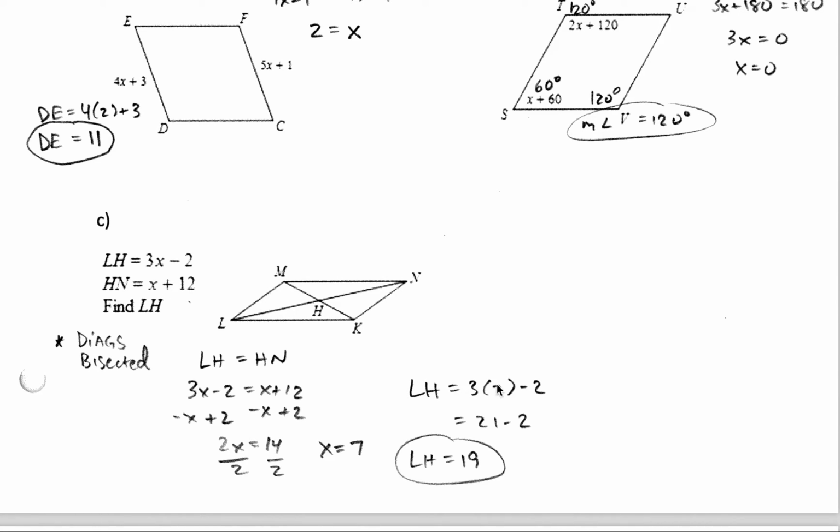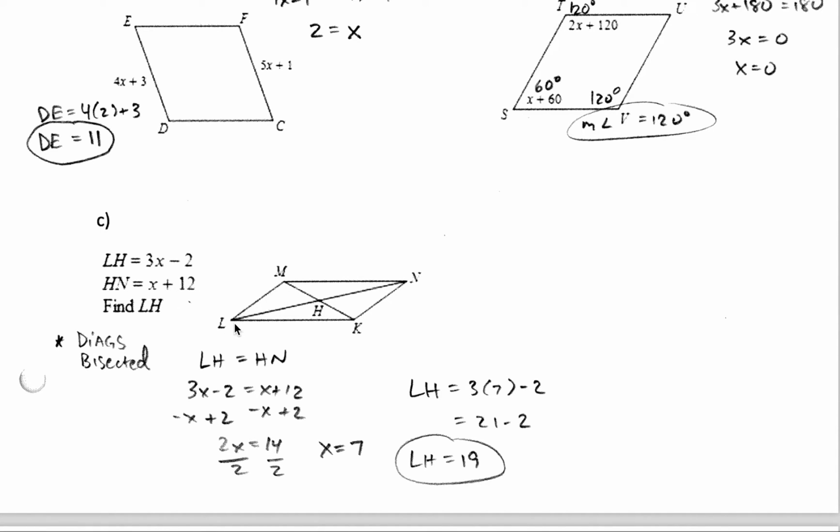So 3 times whatever the x value is minus 2. 3 times 7 is 21. 21 minus 2 is 19. So the length of LH is 19, which also means that the length from H to N is also 19. Plug in a 7 into that x spot.